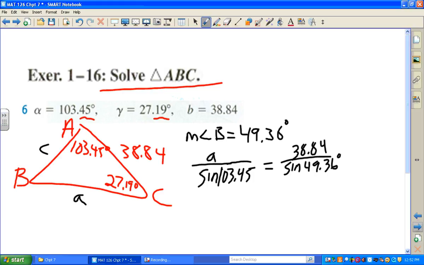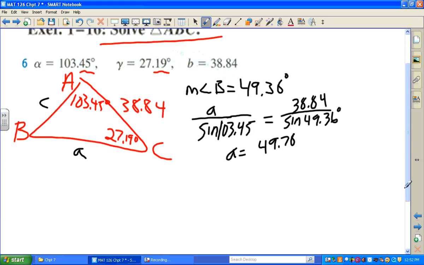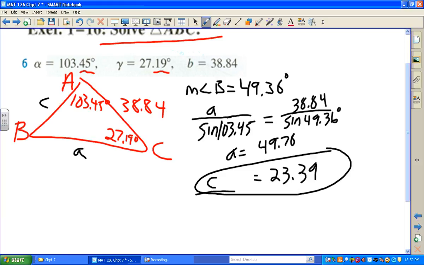What do you get when you solve for A? 49.78. Oh, pretty good? Is everybody doing okay, or are you getting frustrated? Piece of cake? Great! What is C? 23.39. All right, do I have to go through how to set it up? All right, we're doing well.